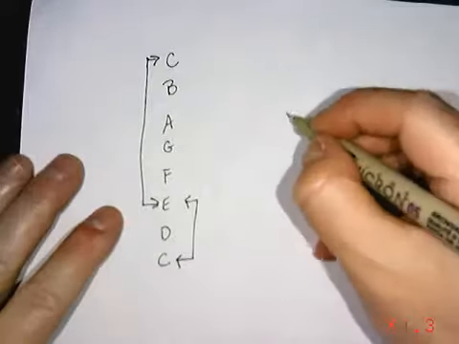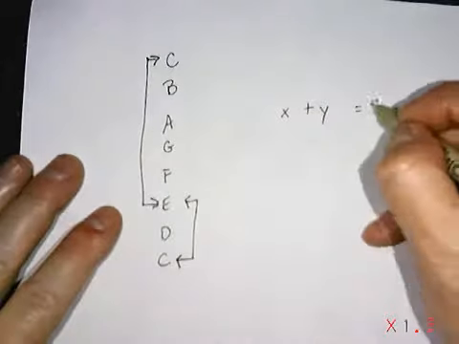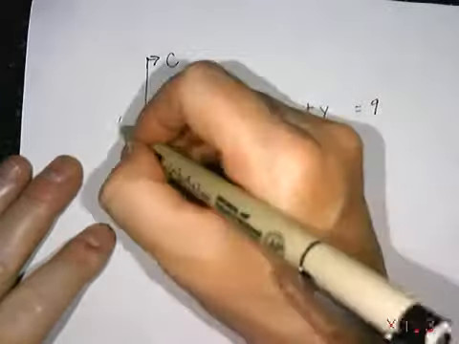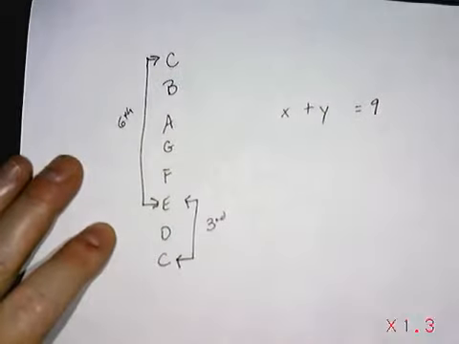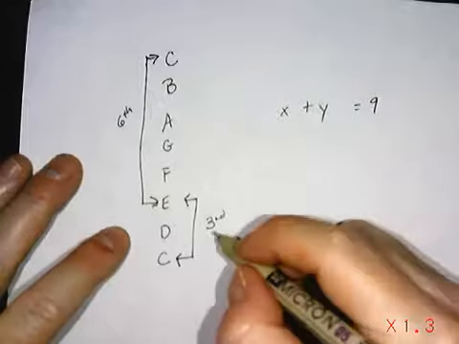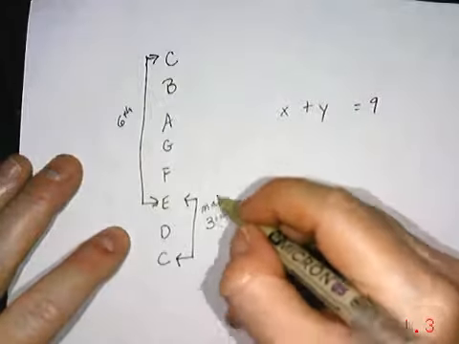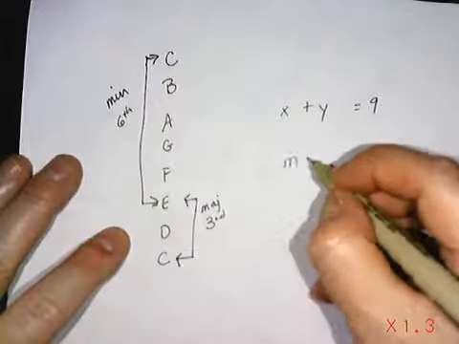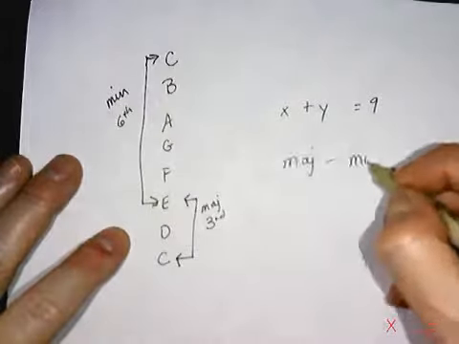The sizes x plus y must add up to 9. So this is a third, this is a sixth. They add up to 9. Now, the qualities also invert. This is a major third. That turns into a minor seventh, or I'm sorry, minor sixth. So major and minor reverse.